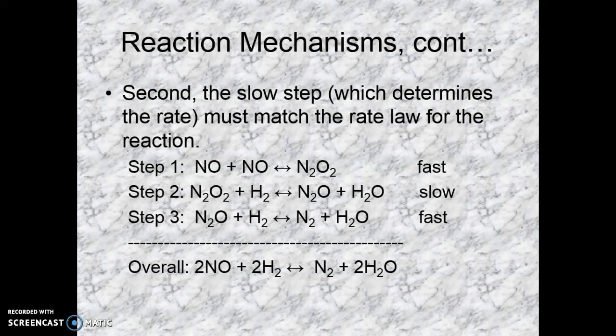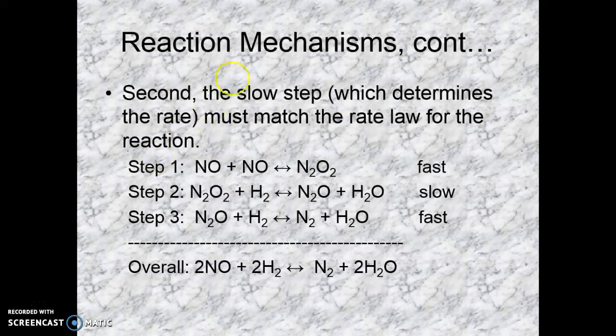The second thing that all reaction mechanisms have to have is that the slow step has to match what the rate law step is. So going back to that reaction, if we take a look at what the slow step is, the slow step is N2O2 plus H2 yields N2O plus H2O. So we want H2 definitely to be in the mechanism or the rate law, but N2O2 is an intermediate.